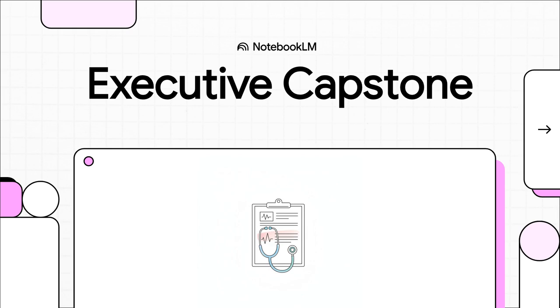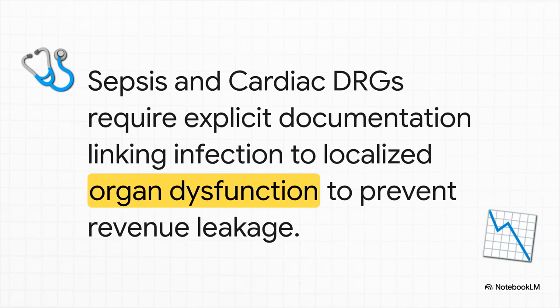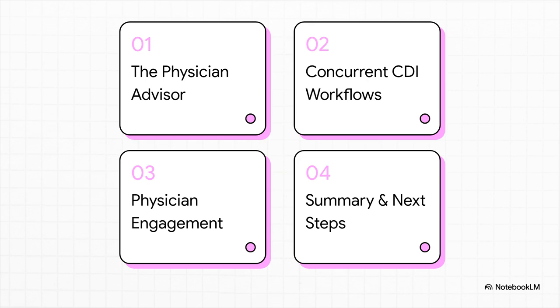All right, let's jump right into it. Before we dive into today's advanced strategies, let's quickly recap our last deep dive. In Part 142, we explored the high-risk clinical audit protocols for sepsis, cardiac, and surgical DRGs. You probably remember that for conditions like severe sepsis, you absolutely have to have explicit documentation linking that infection to localized organ dysfunction. Missing those critical clinical indicators, well, that's a fast track to massive revenue leakage and some serious compliance headaches. So, here's our executive syllabus for today.